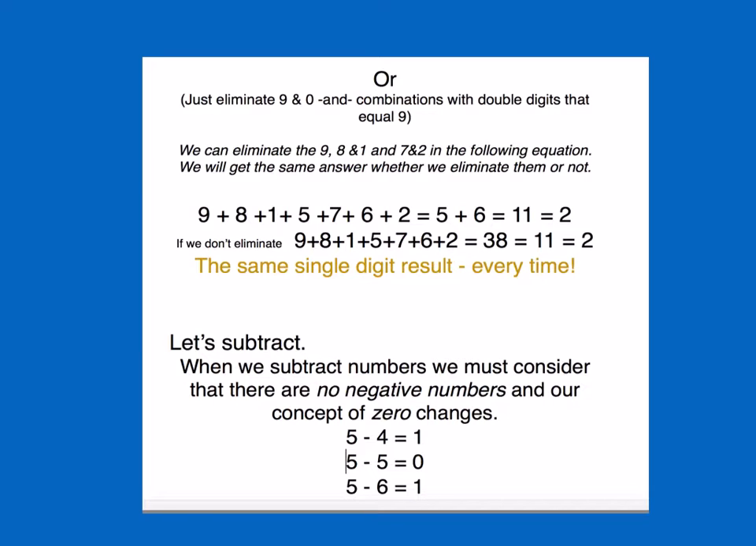If we don't take out those numbers, we have 9 plus 8 plus 1 plus 5 plus 7 plus 6 plus 2, and that's 38, and that equals 11. 1 and 1 is 2. We get the same single-digit result every time. Now, when we subtract in this system, we don't use negative numbers because we're only using the whole numbers 1 through 9. So we have to consider what we're going to do with 0.